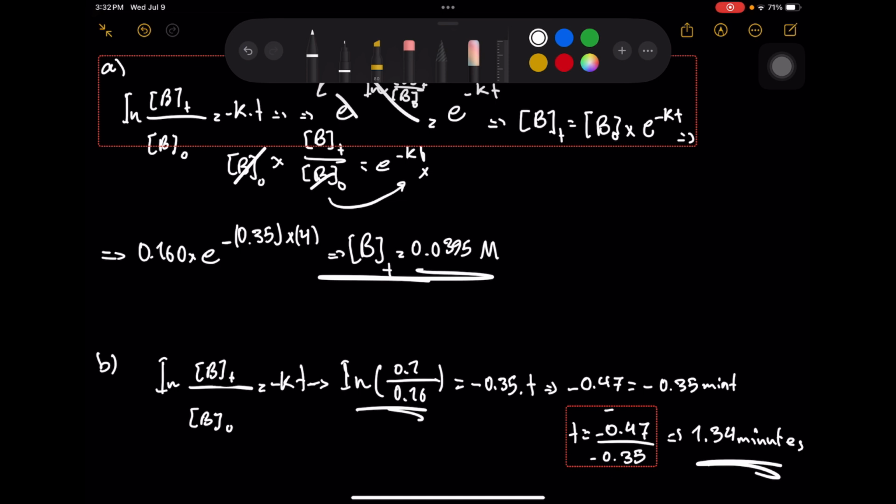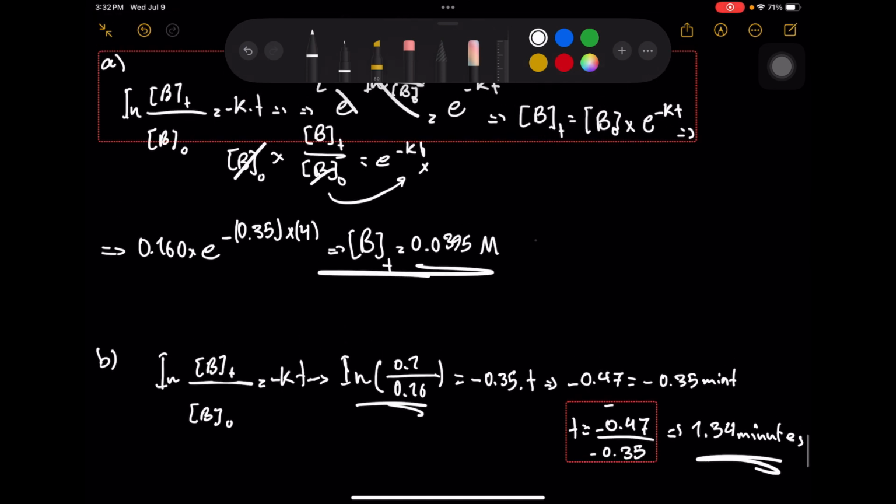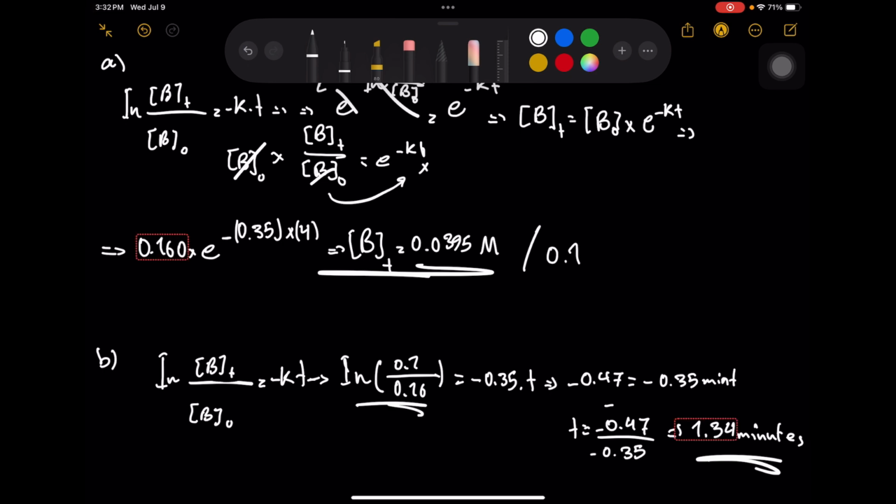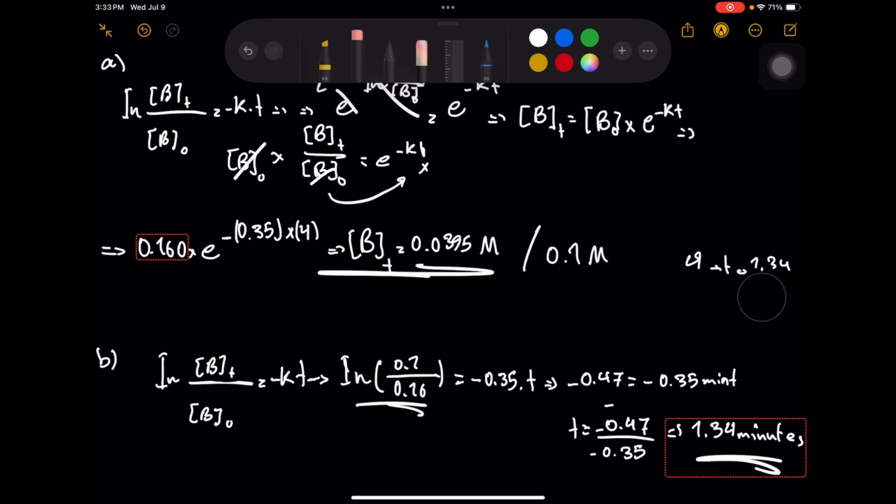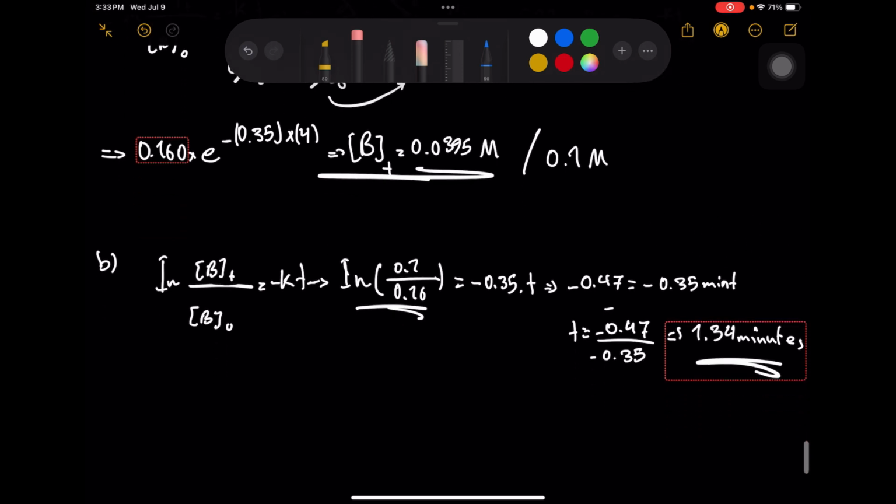And if you look at it, this 0.1, try to compare it with 0.5 molar. It's almost 3 times less than this one. And also compare the time, 4 to 1.34. It's also less than 3 times, because if you multiply it by 3, we get more than 4 minutes. So I just want you to notice the relation between them.